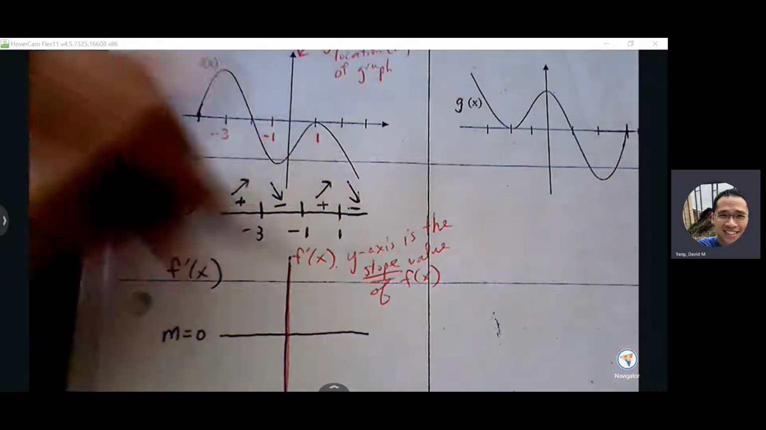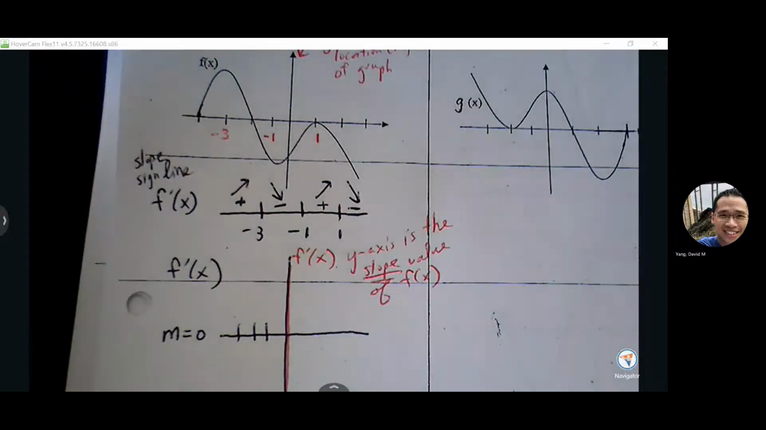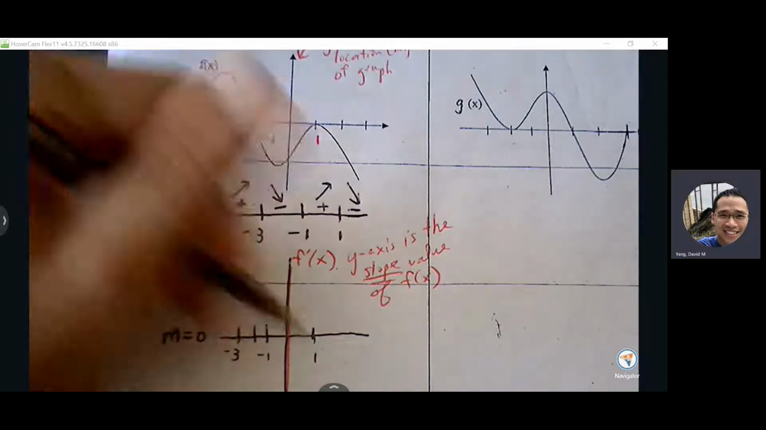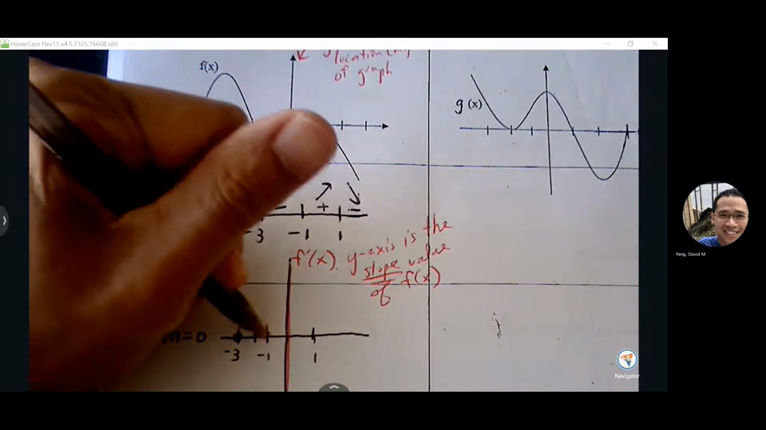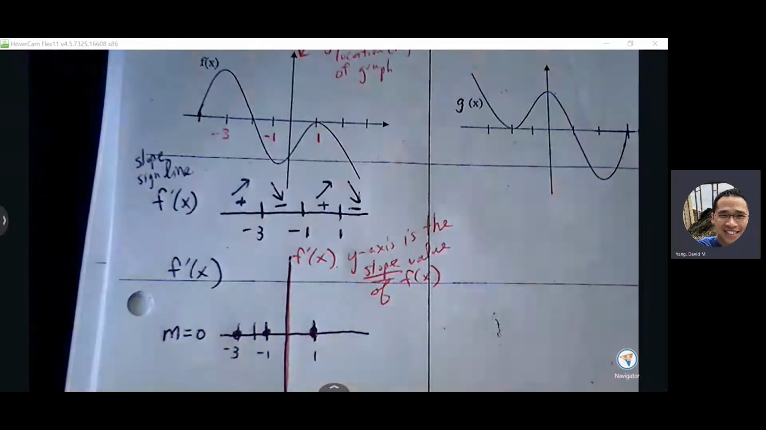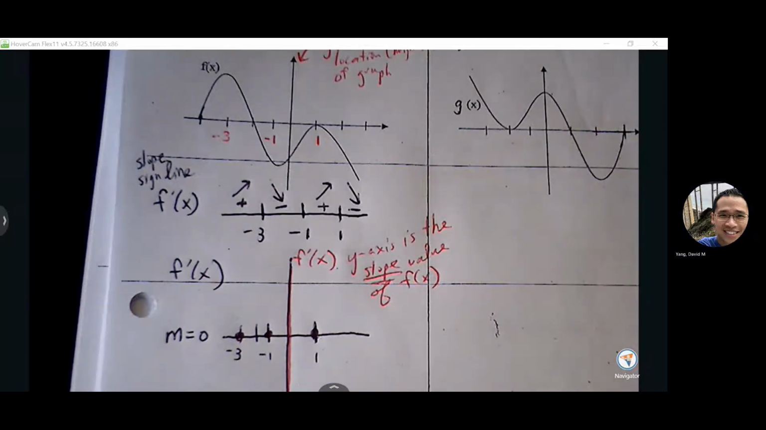So what are those x values going to be? -3, -1, and 1. So go ahead and plot those points. This is going to be really helpful because we know that our derivative graph will have to go through those points. We've already found them.